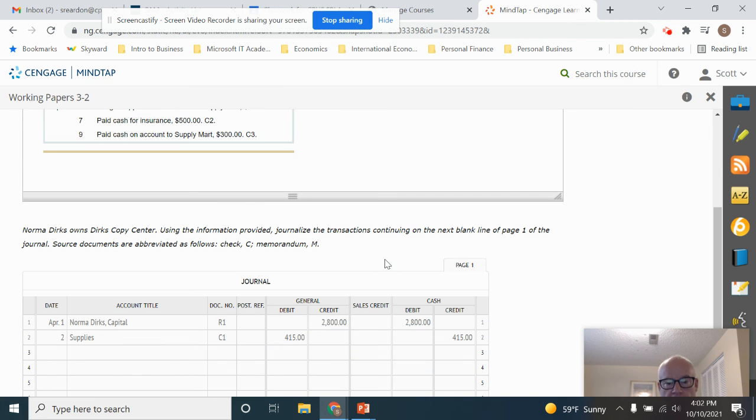Instructions: Norma Dirks owns Dirks Copy Center. Using the information provided, journalize the transactions, continuing in the next blank line of page 1 of the journal. Source documents are abbreviated as follows: check, C; memorandum, M.